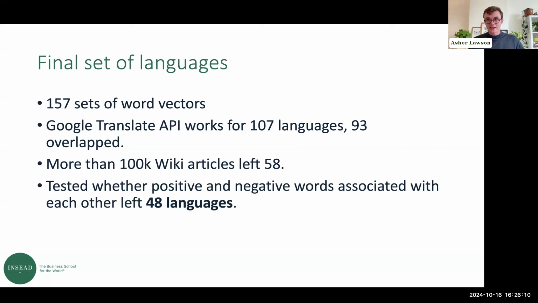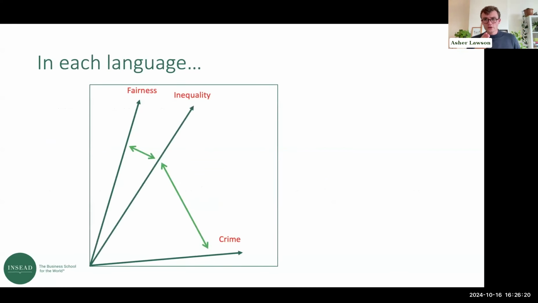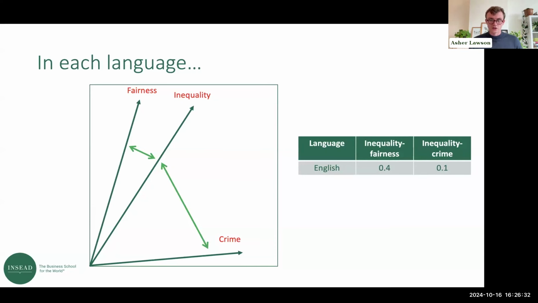So we ended up with 48 languages where we were able to look at the relationship between inequality and all of these 7 different buckets across those languages. And all we're doing is this. If you think of this 2D representation, we're looking at how close is inequality to something like fairness versus how close is inequality to something like crime. We end up getting these numbers. These are just cosine similarities, which represent how similar is that vector.